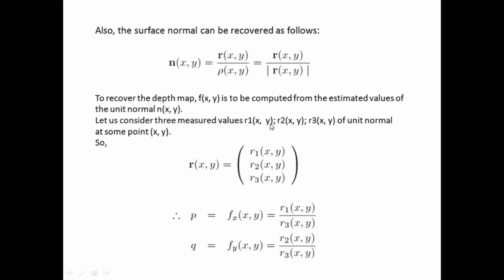So let us consider three measured values. The r value can be measured as r1, r2, r3 because of three different light sources. Also I have assumed it is a unit normal at some point x comma y. Now r of x comma y is nothing but r1, r2, r3.